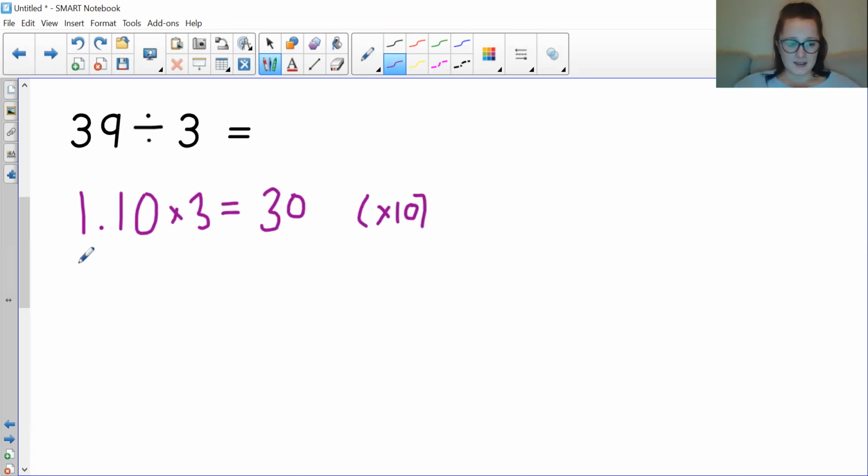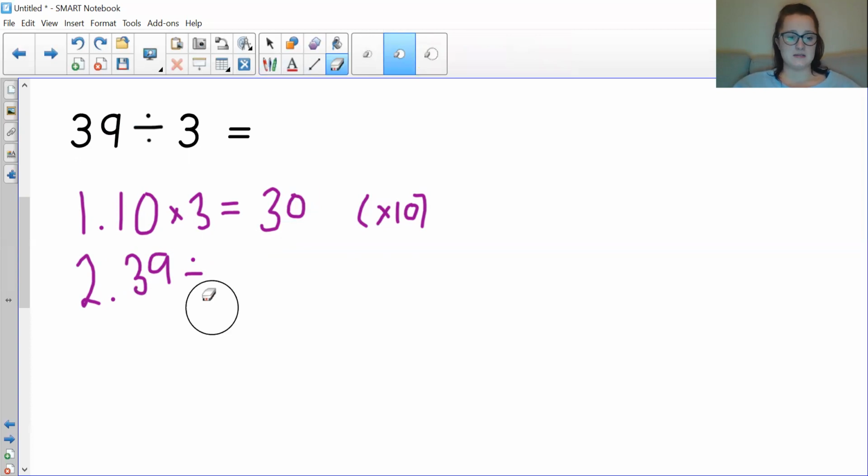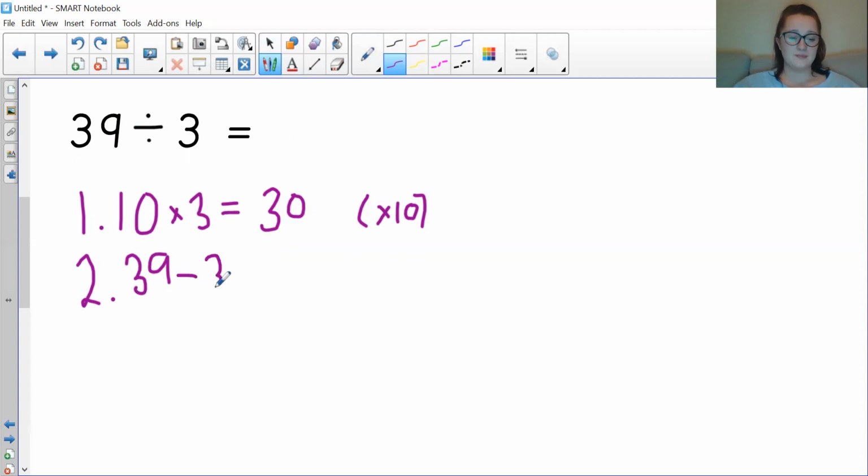So, next step then. I've got 39, my overall number that I started with, and what I'm going to do is subtract this 30, so then I can see how many more times I can get 3 into that remaining number. So 39 subtract 30. And what is 39 subtract 30, Year 3? It is 9. Well done, superstars. So, step number 3, are we ready?